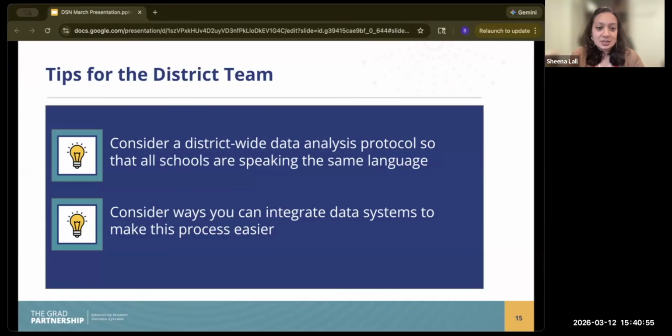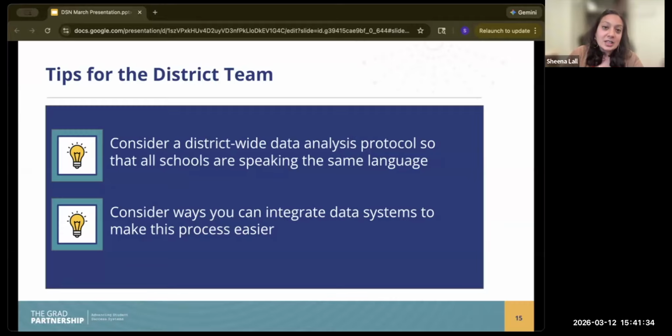The second thing that we think is important for district teams to consider are what ways you can integrate data systems to make this process easier. I know that there are people on this call who already know that it might be very difficult to get that type of information all together. We had to figure out, before we even started, how are we going to present data to our team in a way that they can understand it and analyze it so that we get some results.